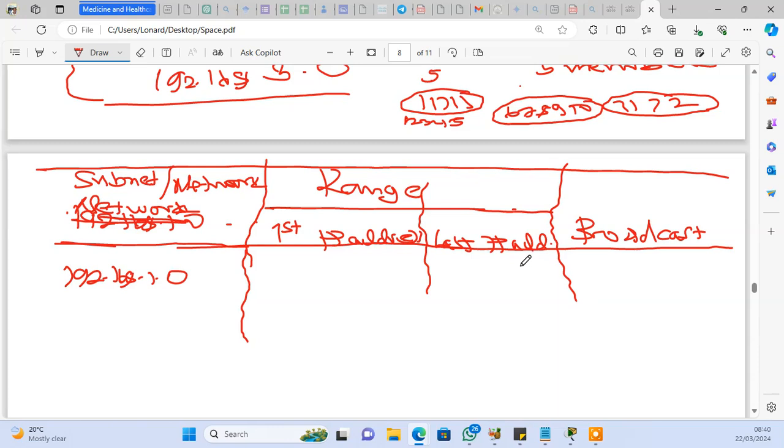Then the broadcast is going to be the last. But now, how are you going to get the last? I can actually use the subnets, add 256 on this, so that I get 192.168.1, dot 2.255. Because if I add 256 on this, it will give, sorry, not this, but it has to, sorry.